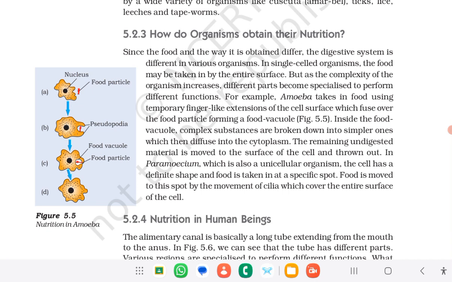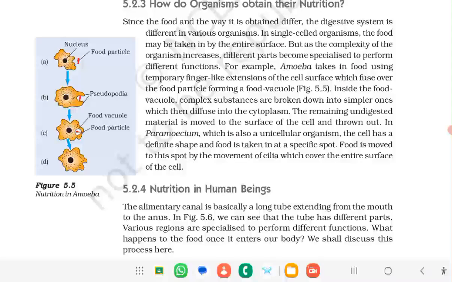For example, amoeba takes in food using temporary finger-like extensions of the cell surface which fuse over the food particle, forming a food vacuole, as shown in the figure, nutrition in amoeba. Inside the food vacuole, complex substances are broken down into simpler ones, which then diffuse into the cytoplasm. The remaining undigested material is moved to the surface of the cell and thrown out.